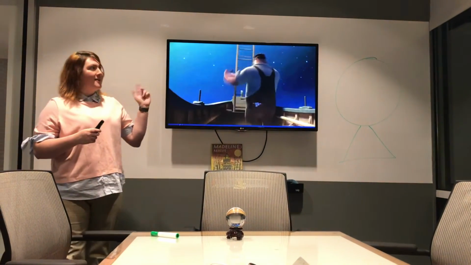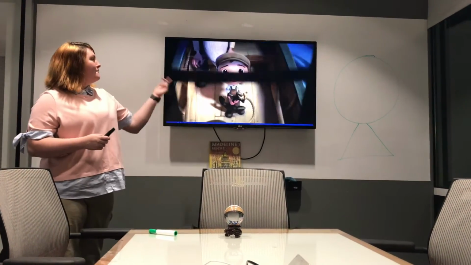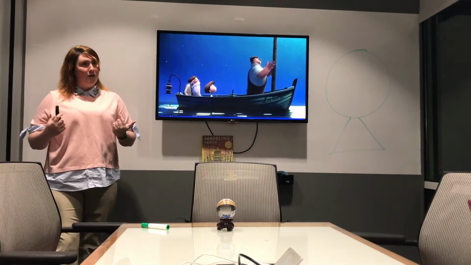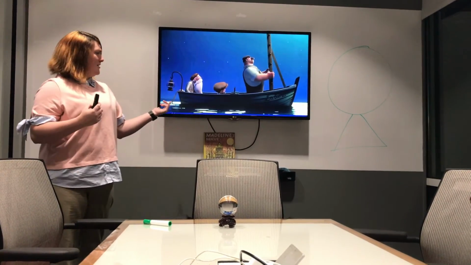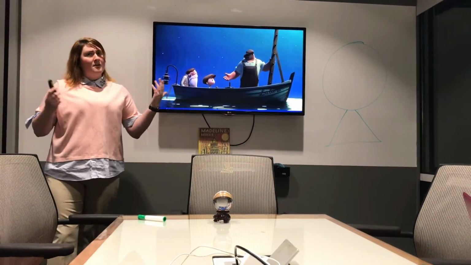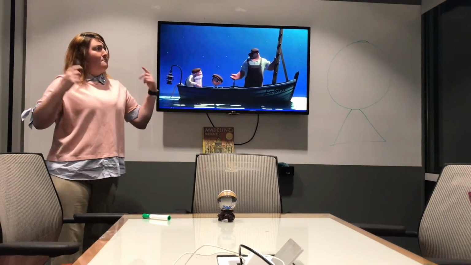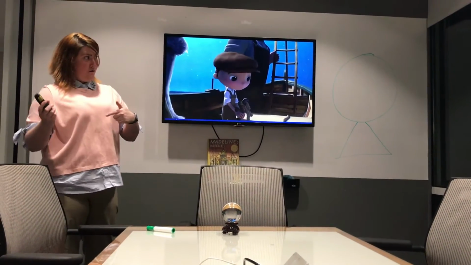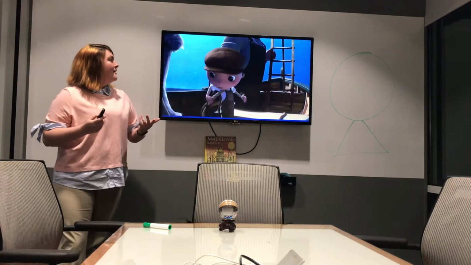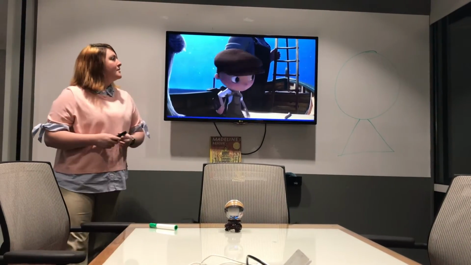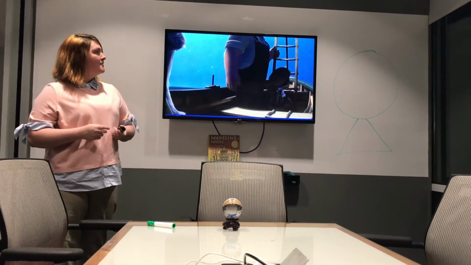However, the grandpa's like, no, we're not doing that. And they're bringing up a ladder. So my prediction was wrong at first. So now I'm going to make a new prediction that the boy is going to try to touch the moon. We'll see if my prediction is right or incorrect based off of my predictions and the context clues.